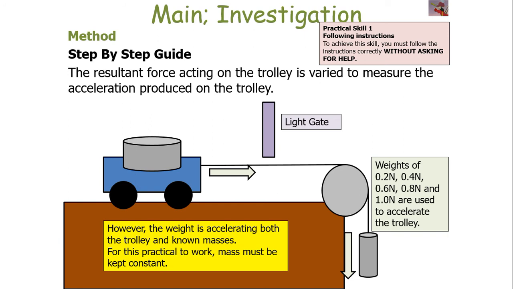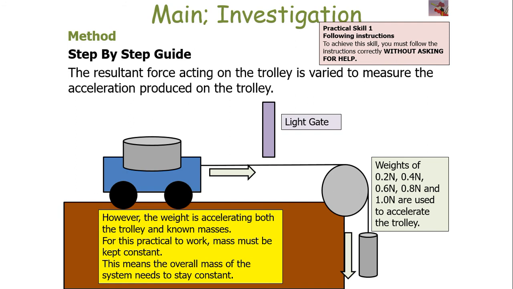Now, however, when we're doing this, the weight is accelerating both the trolley and the known masses, because the known masses are falling to the ground and accelerating downwards, as well as the trolley accelerating along the bench. Now, for this practical to work, the mass must remain constant, because we're trying to prove F equals ma, and we're trying to see how a and F relate to each other. So for this to be a fair test, for the results to be accurate, you've got to have a constant value for m. So m can't change in this practical.